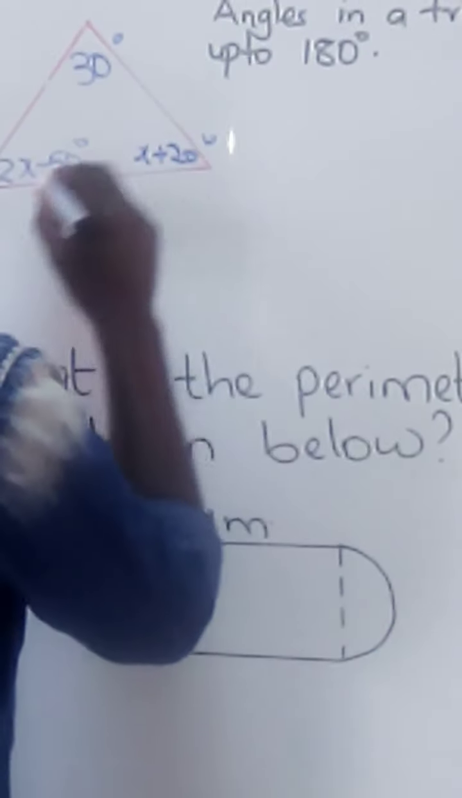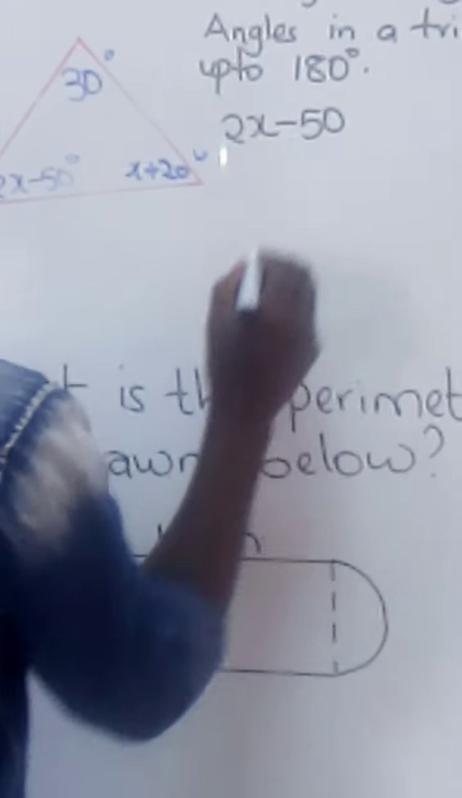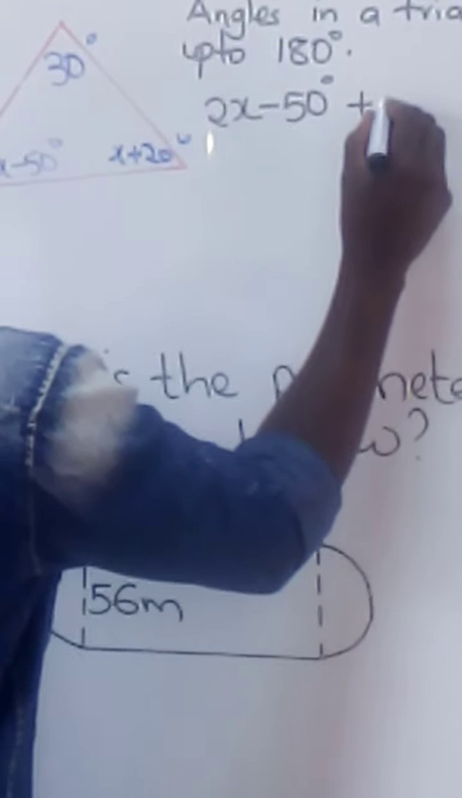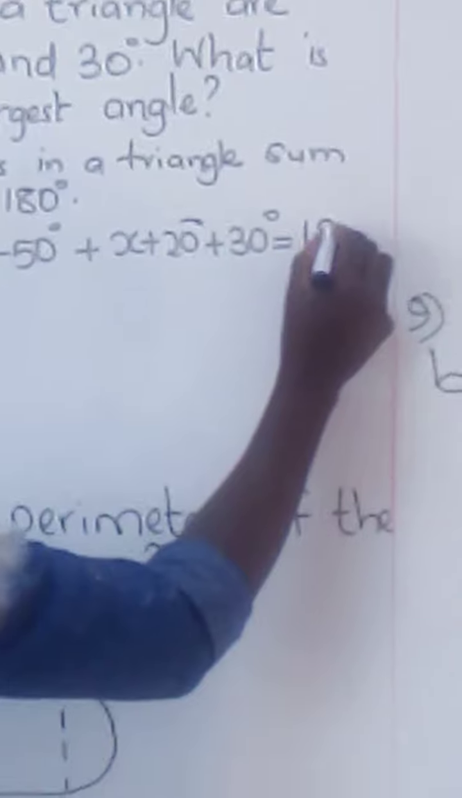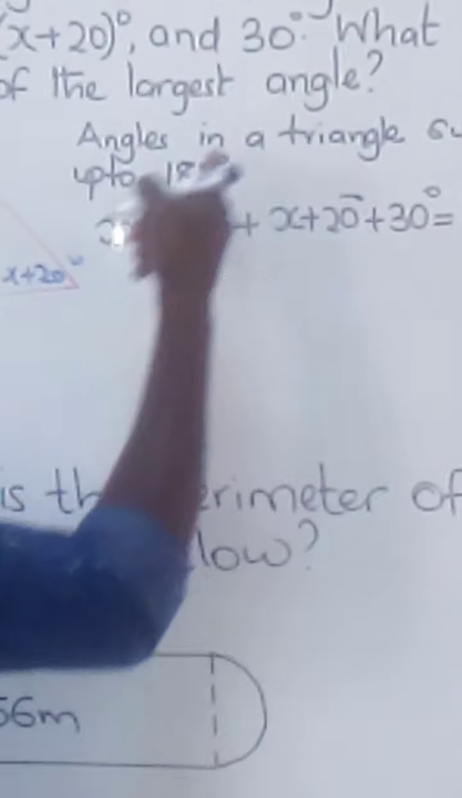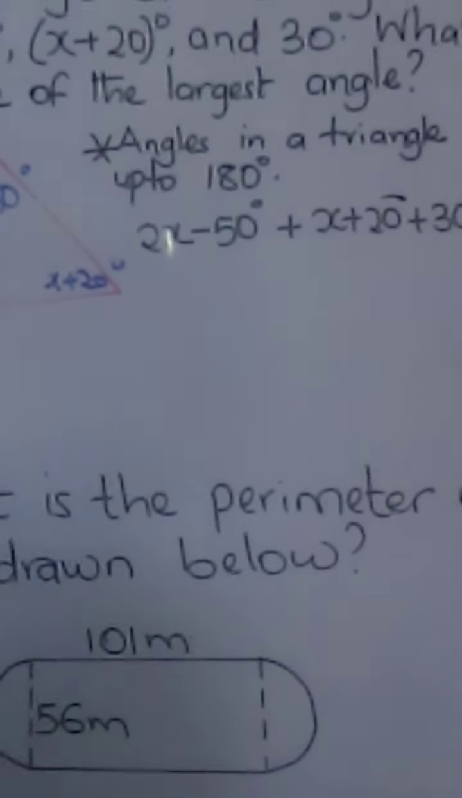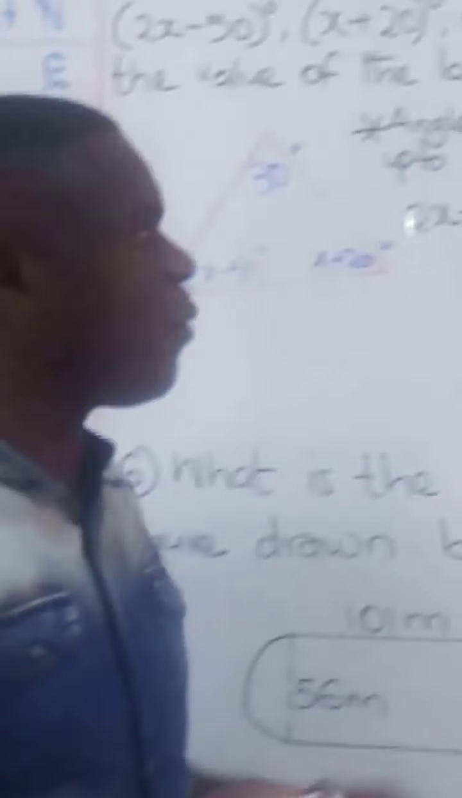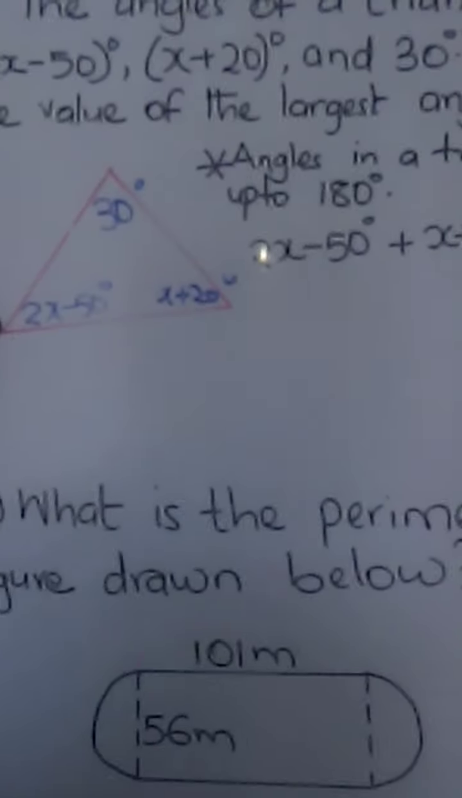The first angle in this triangle is 2x minus 50 degrees plus x plus 20 degrees plus 30 degrees. This should give us 180 degrees according to that statement. That's a rule, an angle property of a triangle, that all angles in a triangle add up to 180 degrees.